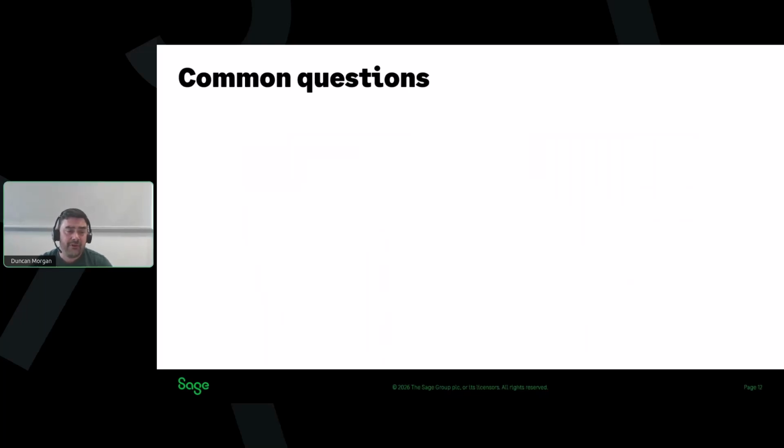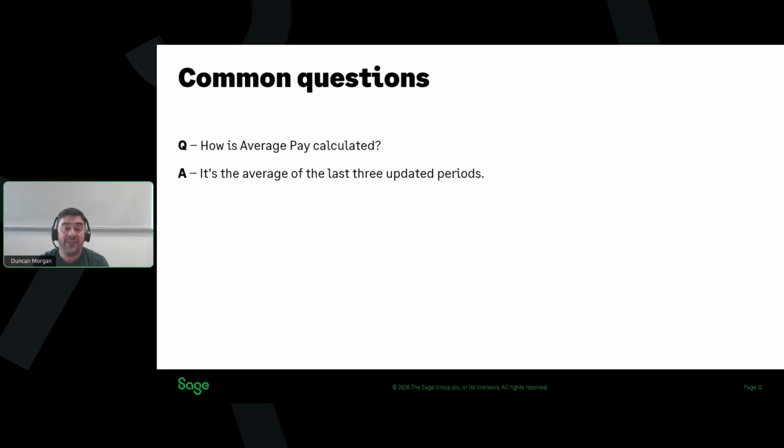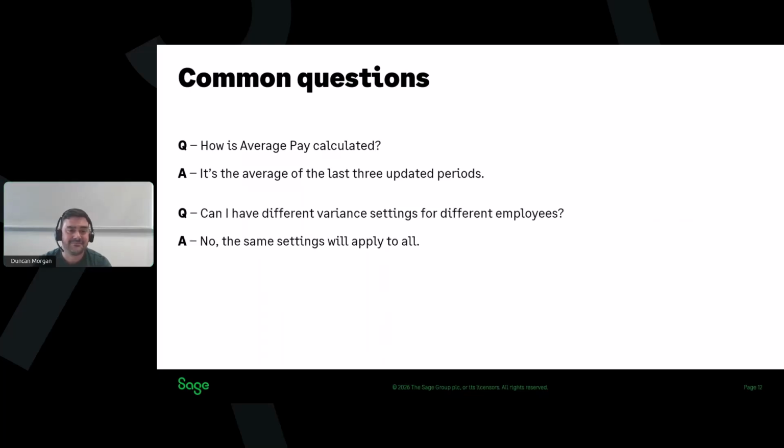So just to finish up, 3 common questions and answers for you there. The first one, how is the average pay calculated? And I think we mentioned this in the demo. So if you choose average pay, it will be the average of the last 3 updated periods for that employee. So simply an average of the last 3 periods.